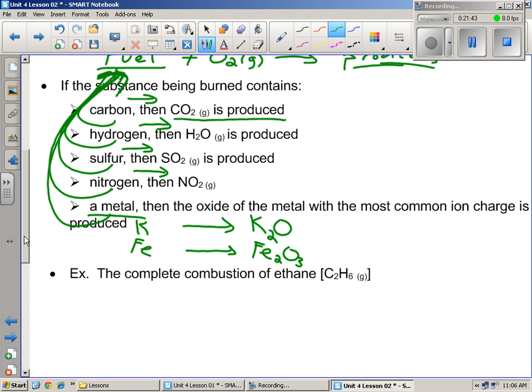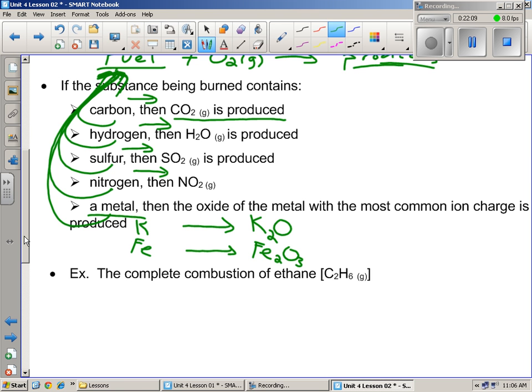Okay? Magnesium, magnesium oxide. Strontium, strontium oxide. Okay? Manganese, you get manganese, whatever the most common charge is, oxide, which I think is, I don't remember, 4, I think. 2? Is it 2 comes first? Okay, manganese 2 oxide. Okay? All right, so let's look at some examples here.